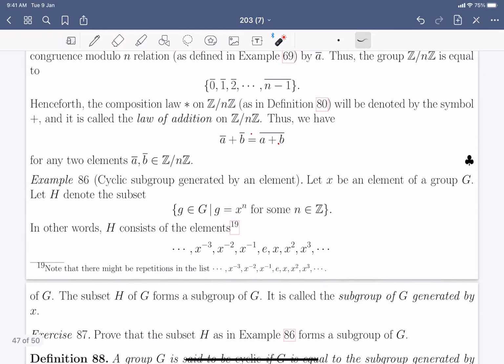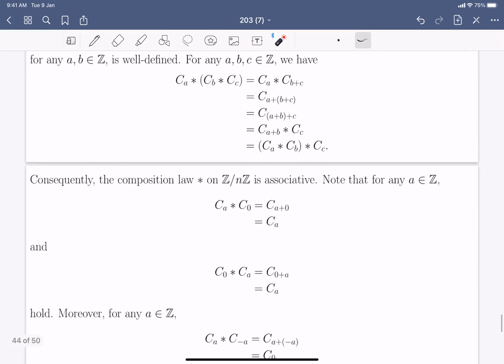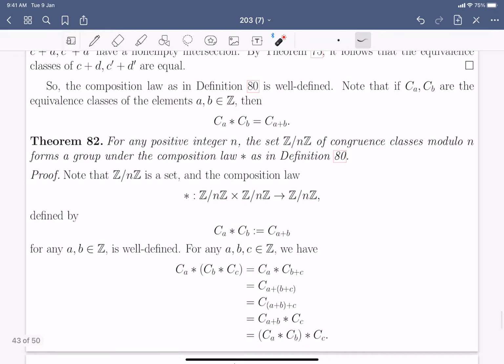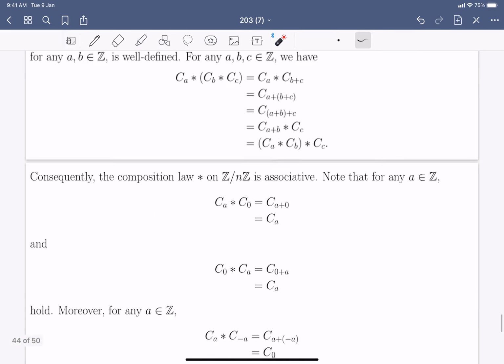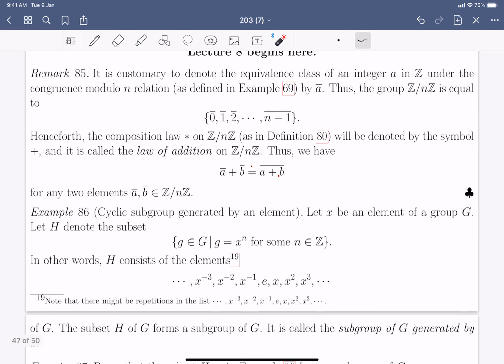Anyway, thus the composition law that we have on Z mod nZ takes the following shape. As you see, Ca star Cb was defined as Ca plus b. So instead of writing the symbol star, it makes much more sense to use the usual notation for addition, that is the plus symbol. So that's what we will do. But again, this plus is not the plus that we knew.